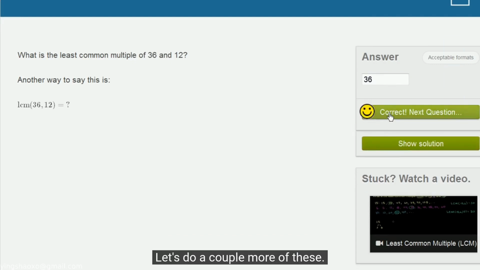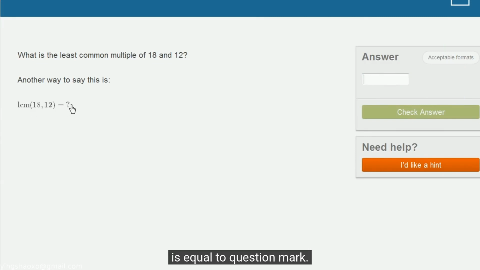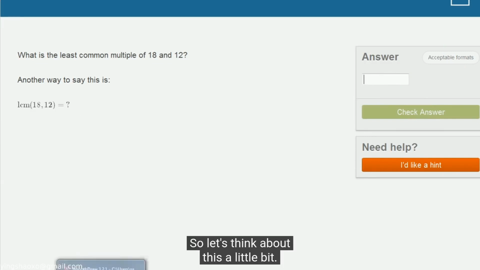There we go. Let's do a couple more of these. That one was too easy. What is the least common multiple of 18 and 12? They just state this with a different notation: the least common multiple of 18 and 12 is equal to question mark. So let's think about this a little. There are a couple of ways you can think about it. Let's write down the numbers we care about: 18 and 12.